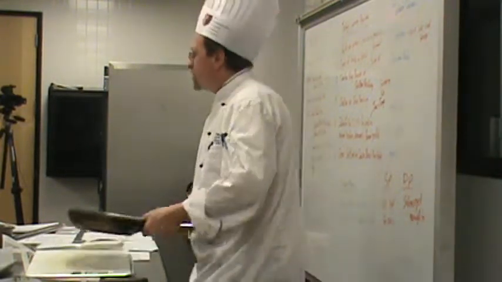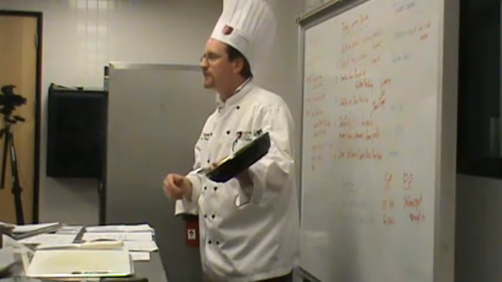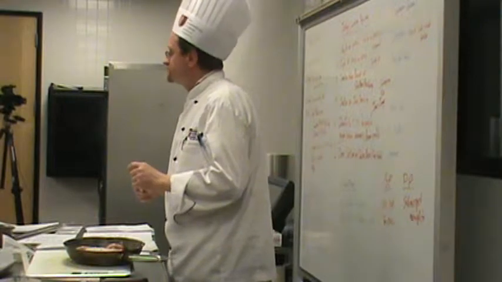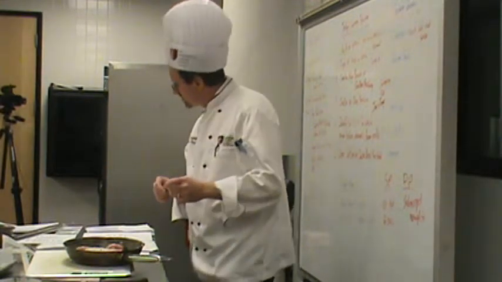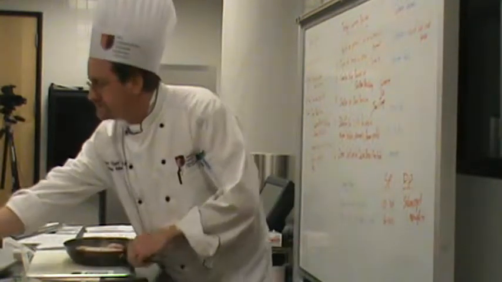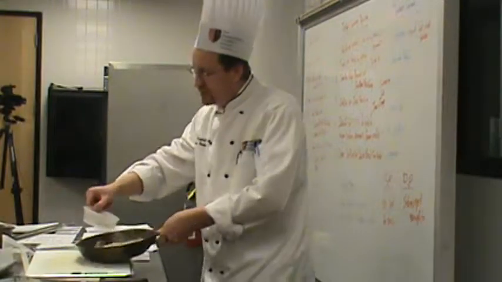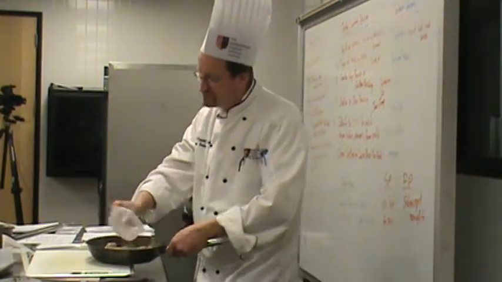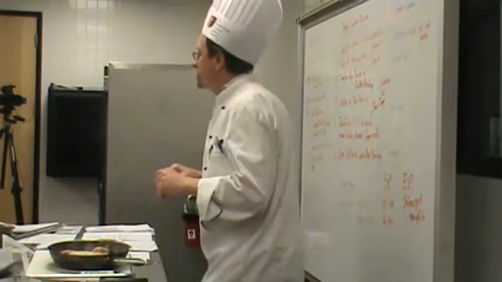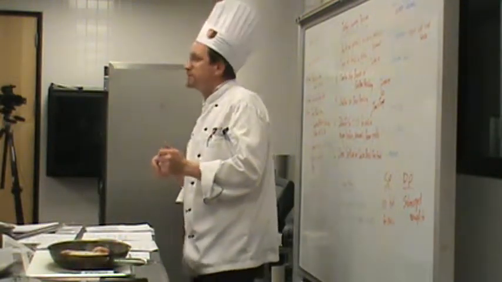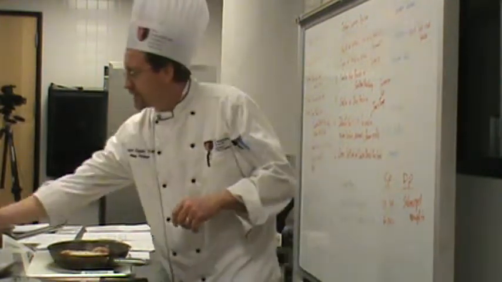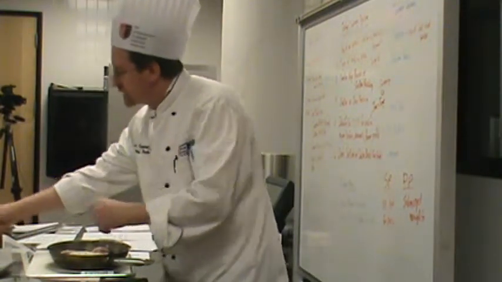Okay, what's our next step? That's what it should look like. Now we're adding our wine, right? The recipe calls for 2 ounces of white wine. We're going to gently add that to the bottom of the pan. What's the other ingredient that gets added at this point in our recipe? Stock. The chicken stock, right?